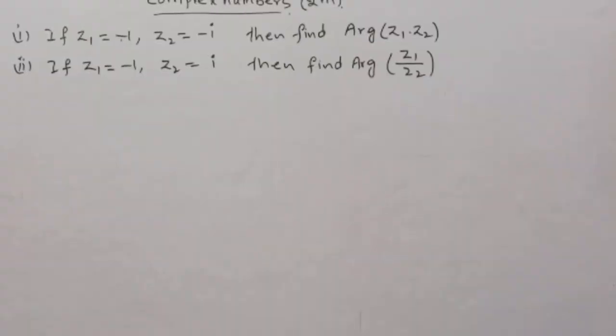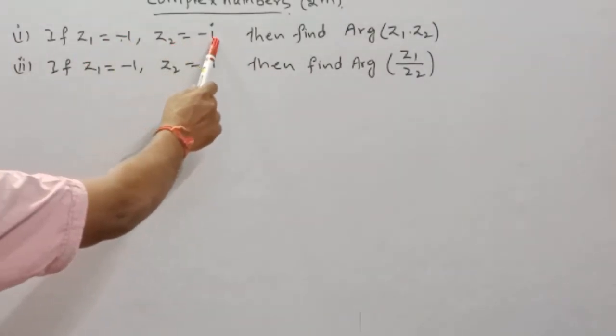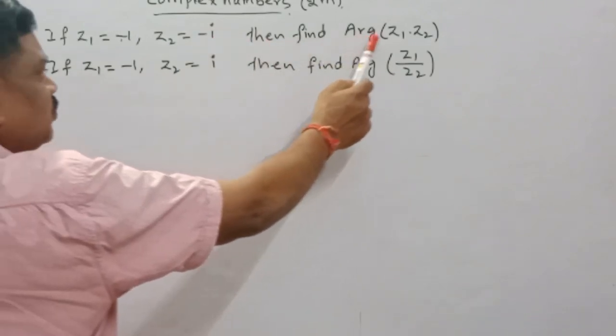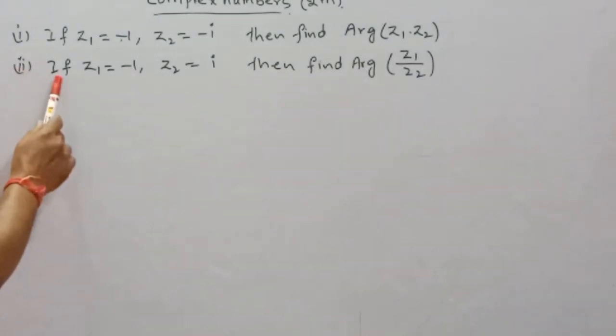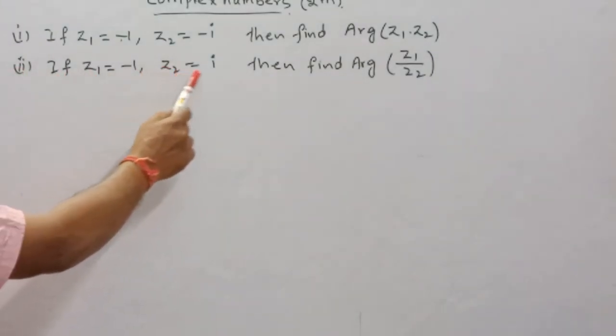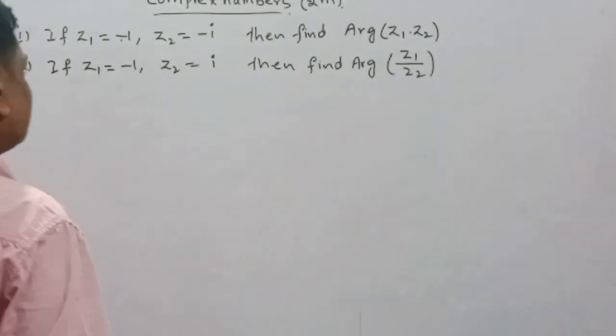Here we have the problem from complex numbers for IPE. So what is the problem here? If Z1 is equal to minus 1, Z2 is equal to minus i, then find the argument of Z1 Z2. Second one, Z1 is equal to minus 1, Z2 is equal to i, then find the argument of Z1 by Z2.